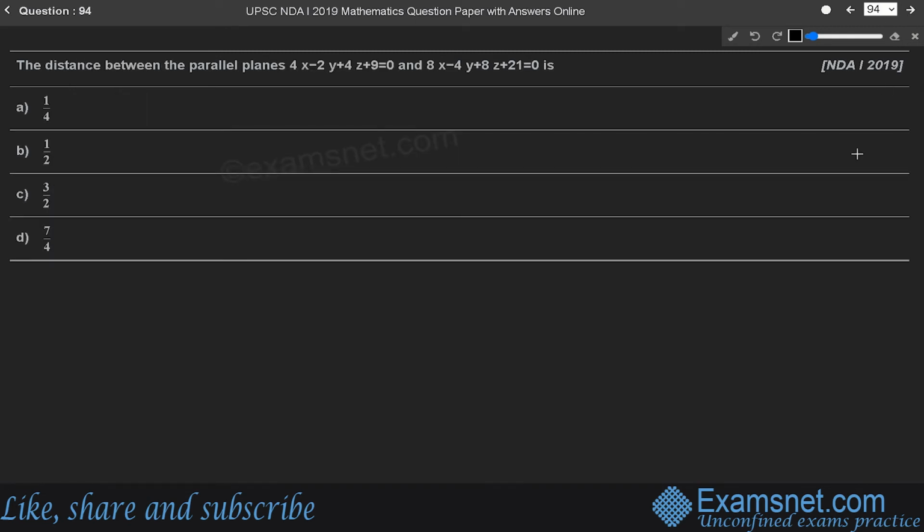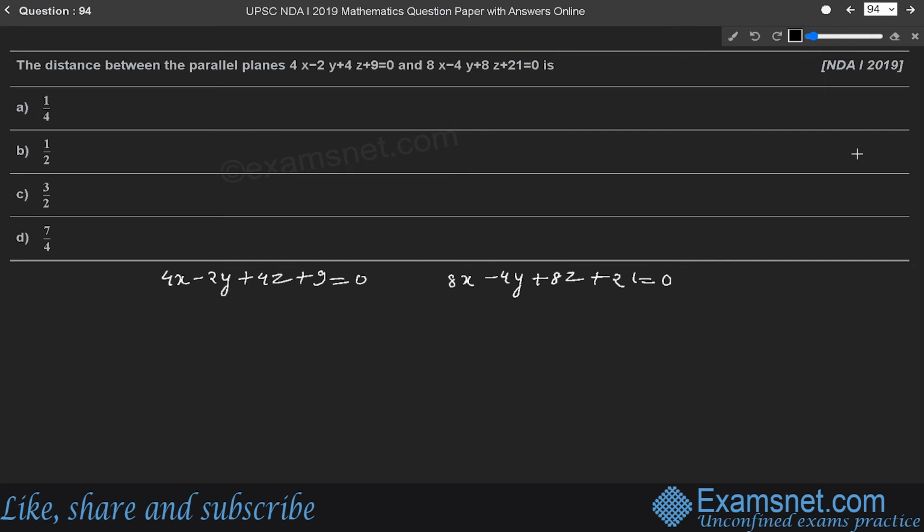Moving on to the next question. The next question is the distance between the parallel planes 4x minus 2y plus 4z plus 9 is equal to 0 and 8x minus 4y plus 8z plus 21 is equal to 0. We have to find the distance between the given planes.